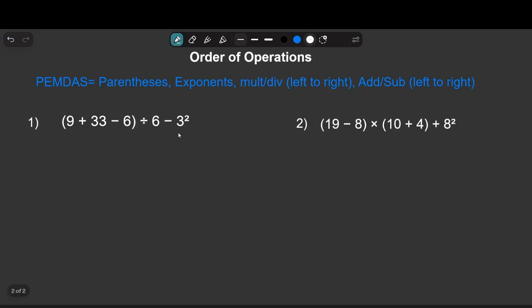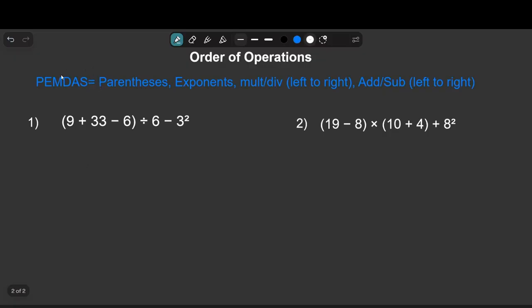In this video I'm going to be covering order of operations, and specifically the order of operations with parentheses and exponents in the same problem. So I have two examples right here, and they're two very different examples, but we're going to get through them very simply and very quickly. So let's just start off right away.